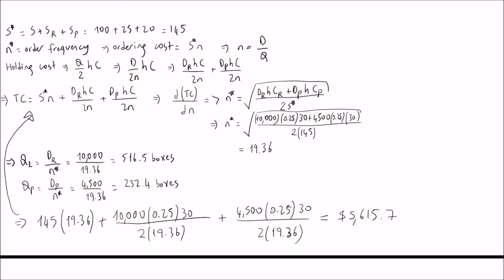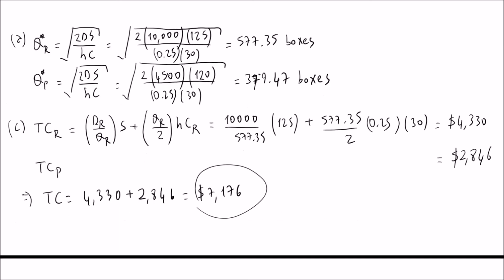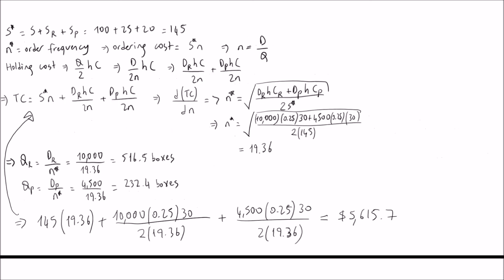How about the independent case? So in independent case, if we order these independently, separately, the amount of money we pay is $7,176. But if we order them jointly, then this value is reduced to 5,615. So there is a big difference, around 1,500, and this shows us, for this particular case, for this example, ordering these items jointly saves us money. And this ends this video. Thanks for watching.